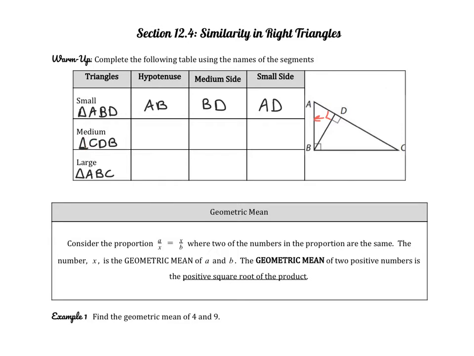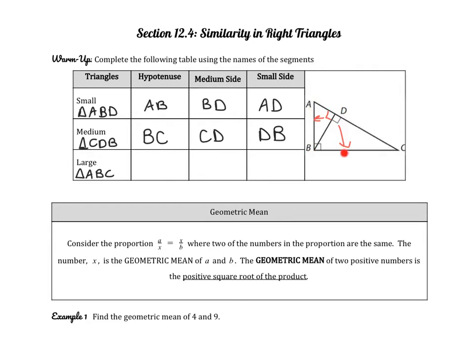So for our medium triangle, triangle CDB, again, look across from your 90-degree angle, and that's always your hypotenuse. So BC. Our medium side would be here, and that's segment CD. And then our small side of that triangle is right here, DB.